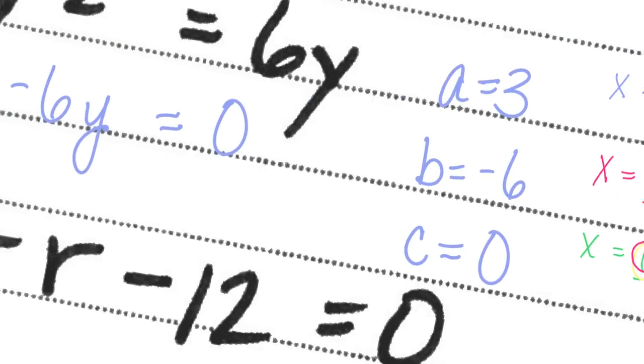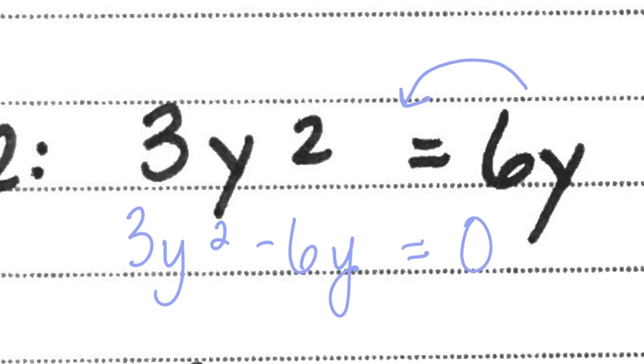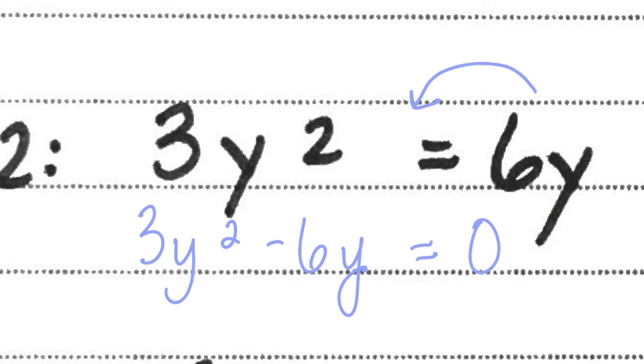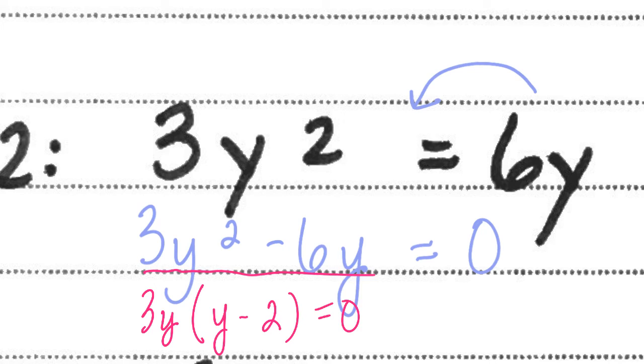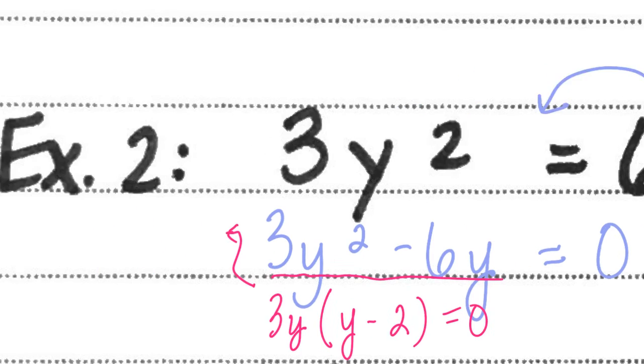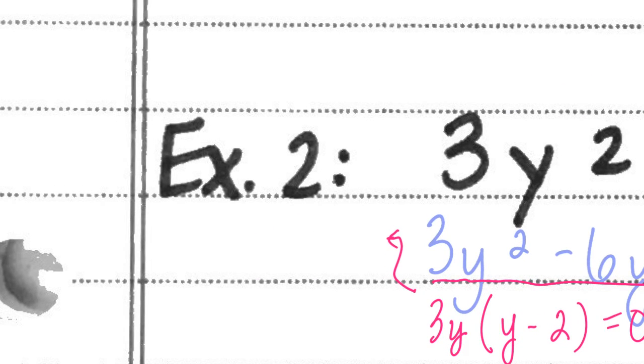So let's see if I factored that, if I would get the same thing. What can I factor out of this 3y squared minus 6y? All right, so let's factor. I can take out a 3y. When I take that out, I have y minus 2 is equal to 0. So I'm going to show my work up here to give us room. Notice I can make each of those equal to 0.